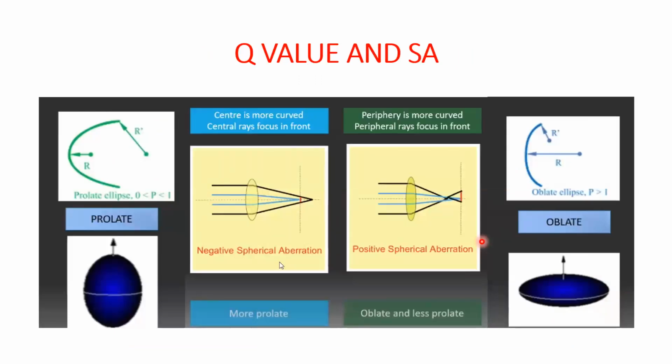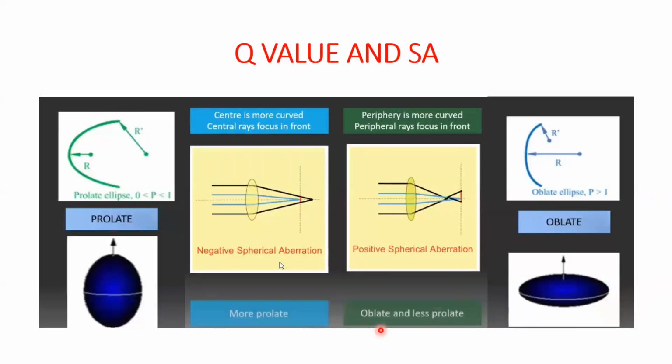The relationship between Q value and spherical aberration is that whenever the center is more curved, the central rays get focused in front. In such patients, the cornea is more prolate and they have negative spherical aberration.